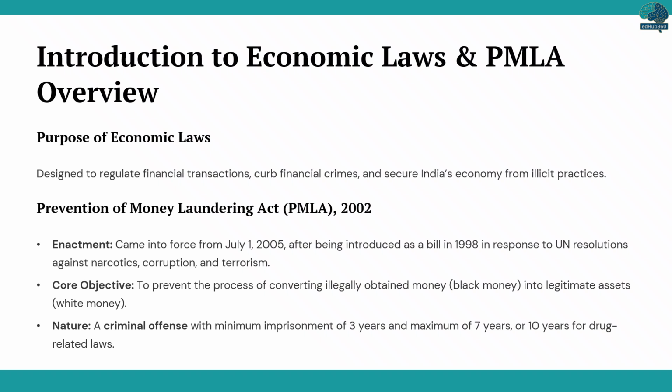The PMLA's core objective is straightforward: to prevent the conversion of illegally obtained money, often called black money, into seemingly legitimate assets. It's important to note that money laundering under PMLA is a serious criminal offense, carrying a minimum imprisonment of 3 years, up to 7 or even 10 years for drug-related offenses.